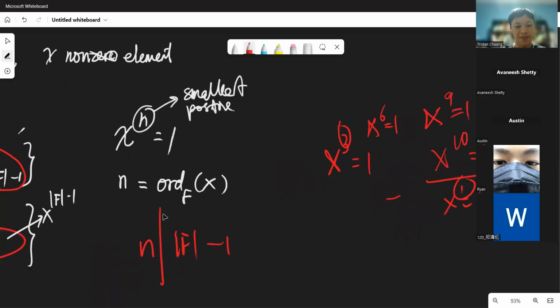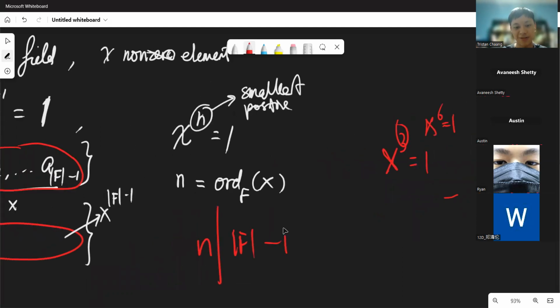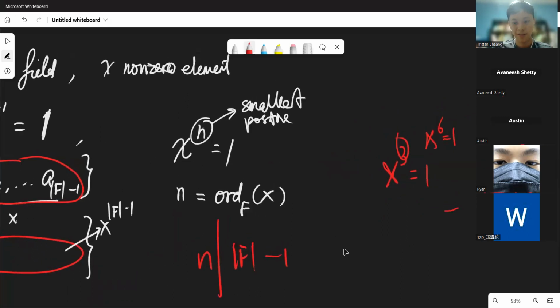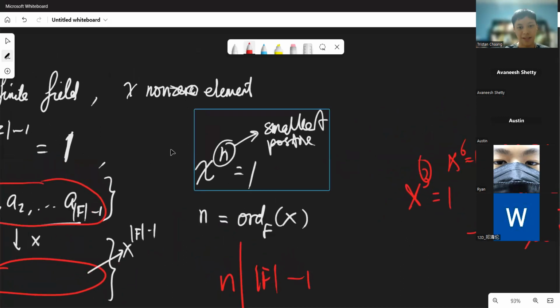If n does not divide F minus 1, do the division algorithm: write F minus 1 as a multiple of n plus some remainder, and then the remainder is suddenly a smaller number than n. So that's a contradiction. So it must divide F minus 1. Okay, does that make sense? Anyone does not get it?